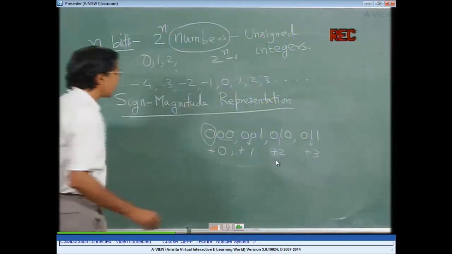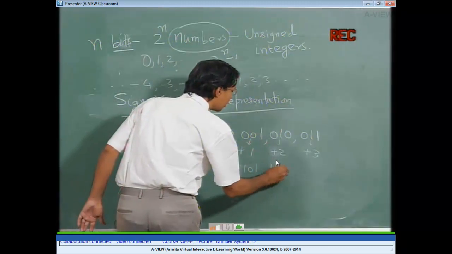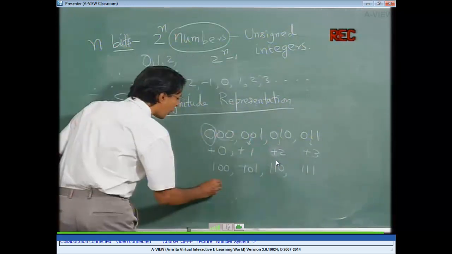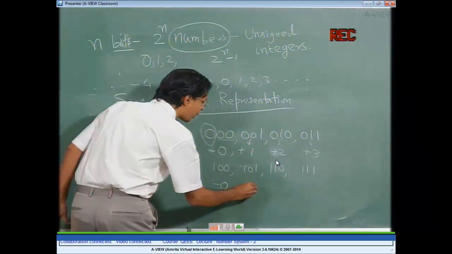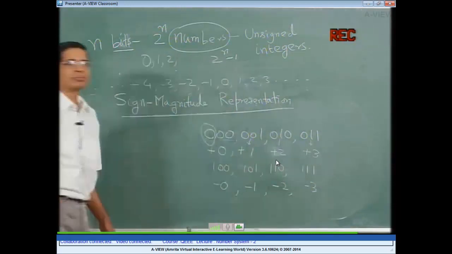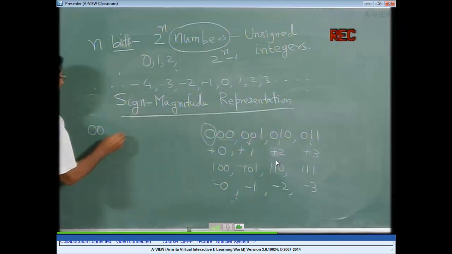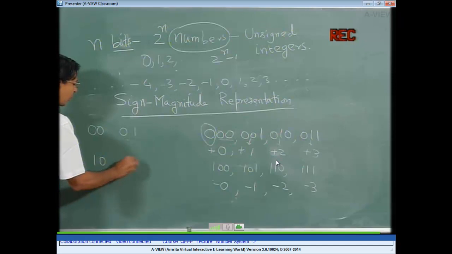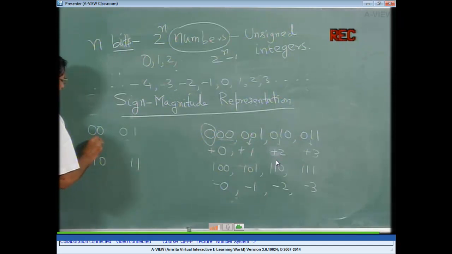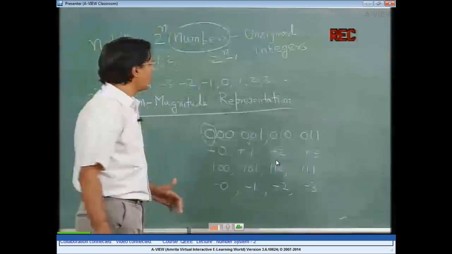Then after this everything starts with 1: 1 0 0, 1 0 1, 1 1 0, 1 1 1. This will stand for minus 0, minus 1, minus 2, minus 3. Let us just do it for 2 bits: 0 0, 0 1, 1 0, 1 1. This will stand for plus 0, plus 1, minus 0, minus 1.